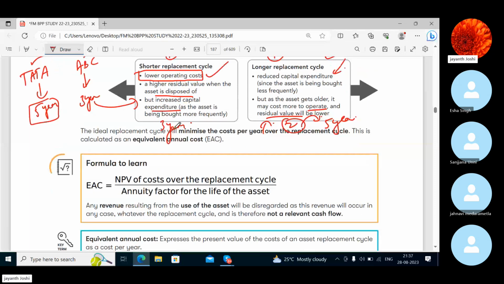The ideal replacement cycle will minimize the cost per year over the replacement cycle. This is called equivalent annual cost. So the ideal replacement cycle is nothing but the time period, that means let's say 1 year or 2 years or 3 years or 4 years, 5 years. You replace your asset every 2 years, let's say. So that is your ideal replacement cycle. That will minimize the cost per year over the replacement cycle. As you're going towards the replacement, you're not going to spend money on that asset, right?